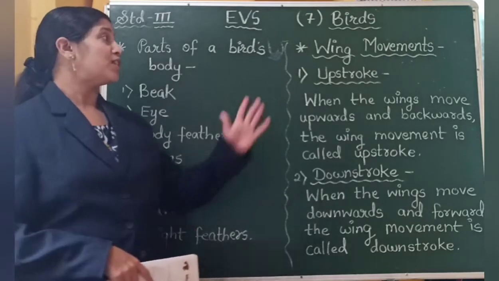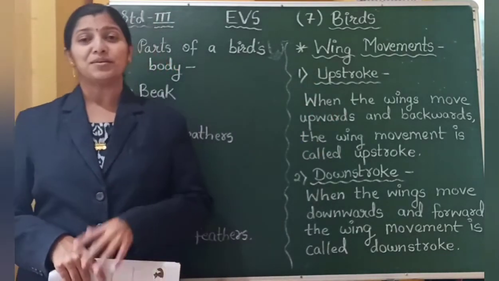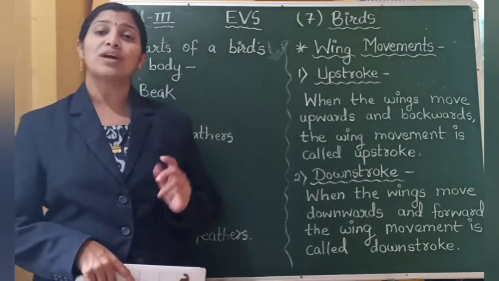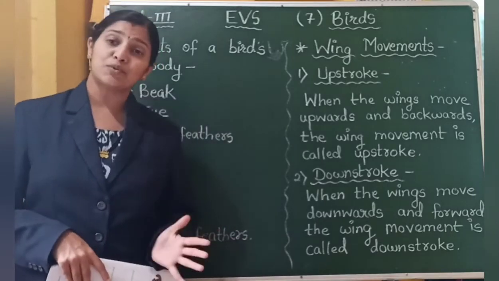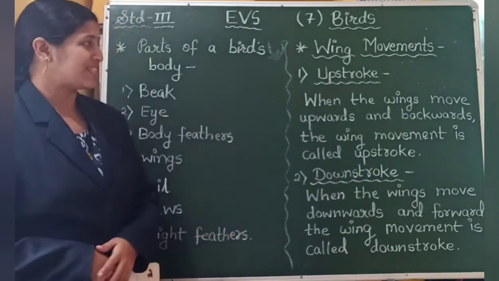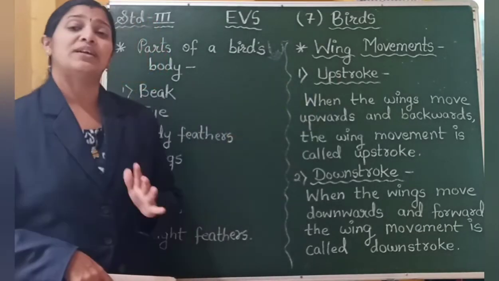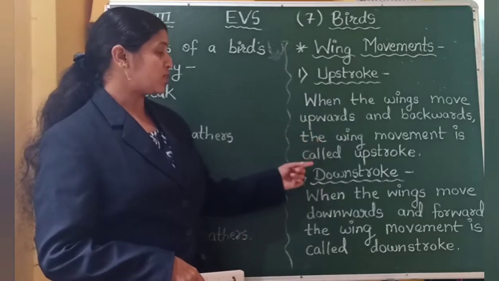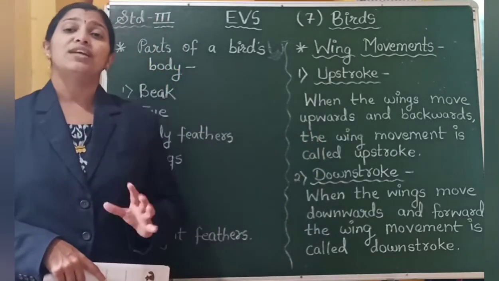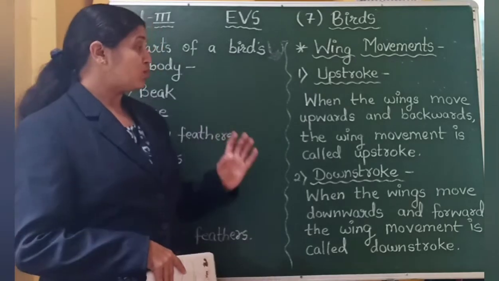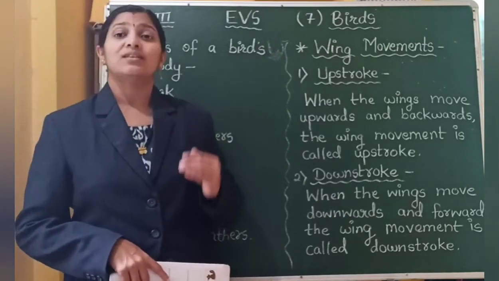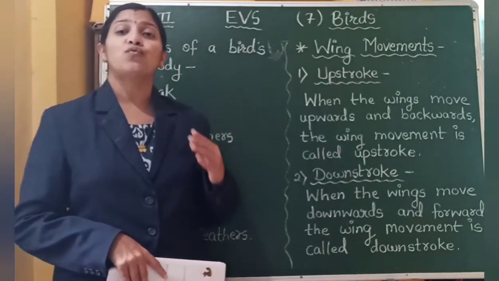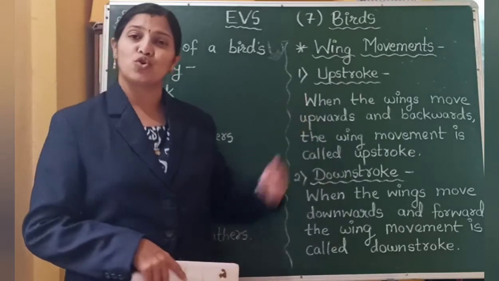Now let us move on to the wing movements that are done by the birds. So the birds make two wing movements, that is upstroke and downstroke. So what is this upstroke and downstroke? Now let us see it. Look here. Upstroke movement means when the wings move upwards and backwards, the wing movement is called upstroke. When the bird is ready to fly, it makes use of the upstroke movement.